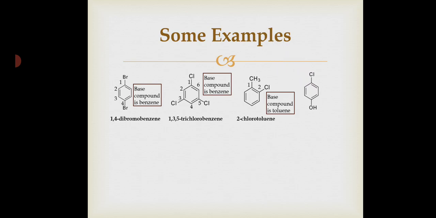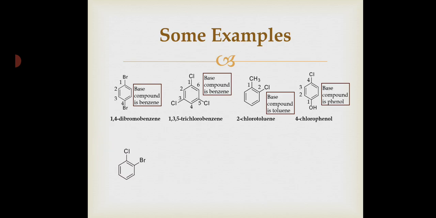Next example. We have a benzene ring having an OH group and a Cl group. A benzene ring having an OH group has a name called phenol. So the base compound is phenol, and the numbering goes like this. The carbon attached to the OH group should be numbered as 1, and so the numbering is like this, and so the name of the compound is 4-chlorophenol.